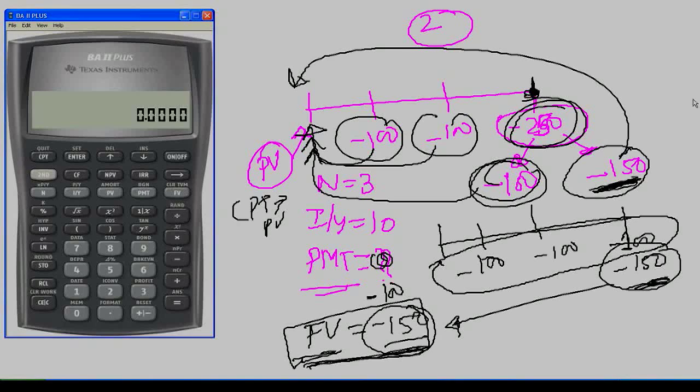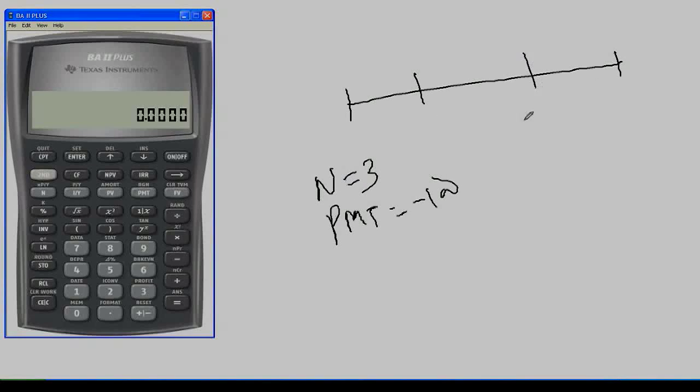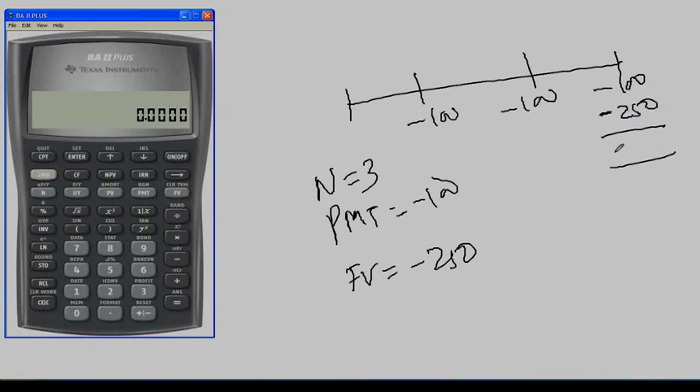The moment you put FV as 250, what will happen? See this. The way your calculator works is this way. The moment you put N as 3 and PMT as minus 100, your calculator thinks N is 3, PMT is 100. Now if you put FV also as 250, your calculator says N is 3, PMT is 100, and FV is 250. As a result, your total cash flows it thinks is 350.